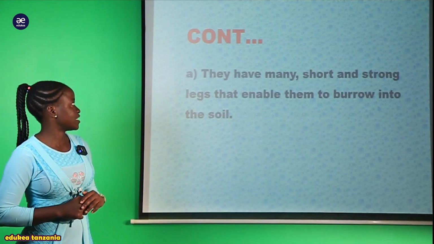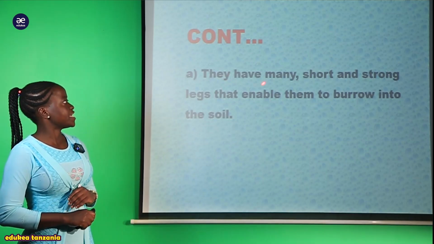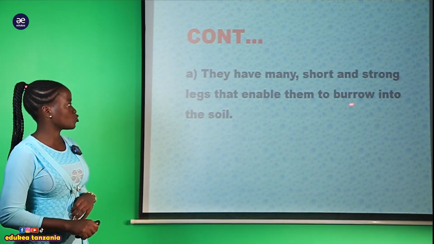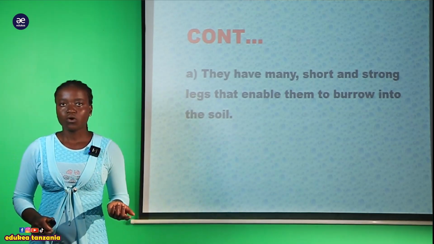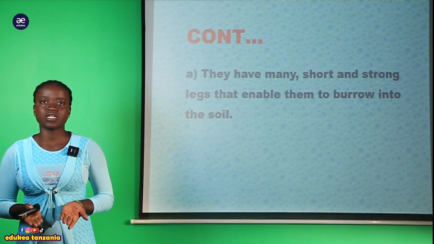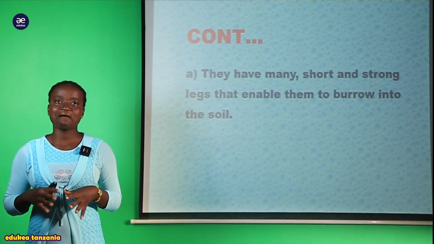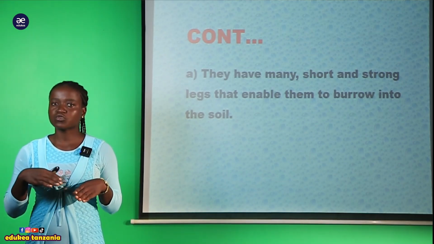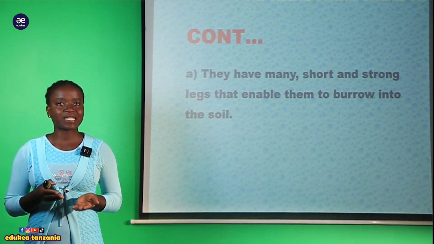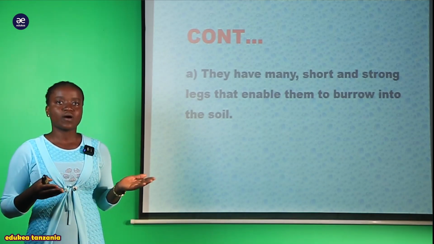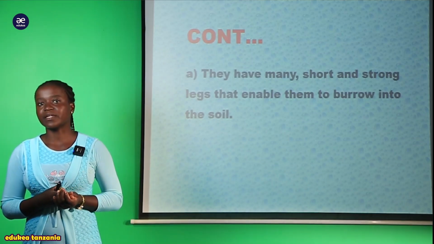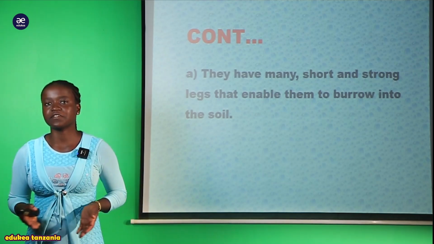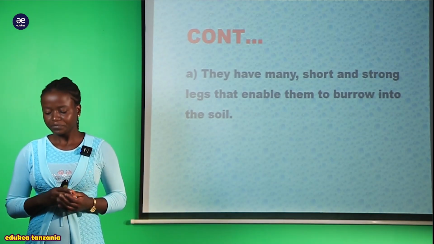Here we are saying that the first one we are saying they have many short and strong legs that enable them to burrow into the soil. Kwa the presence of the legs within their body ndio ambayo inawasaidia hawa organism burrowing, kuingia ndani zaidi ya soil. Unakuta wapo ndani ya soil kwa sababu gani? Wana hiyo presence of many legs. So that will help this organism to live in the soil.